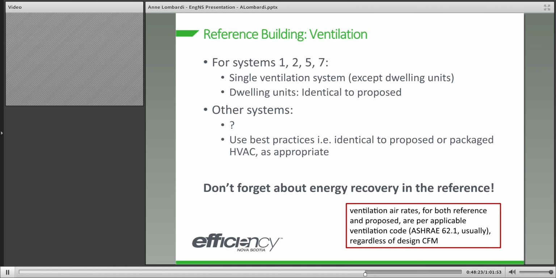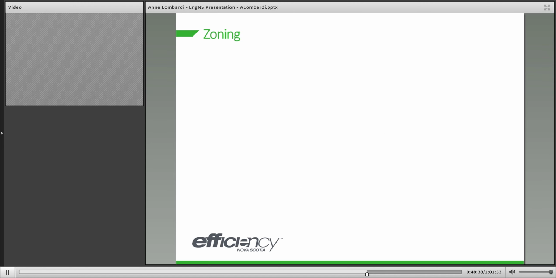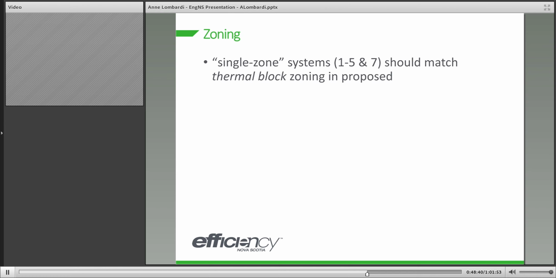Oh yeah, and a little note here, ventilation air rates for both the reference and the proposed are per the applicable ventilation code, which per the National Building Code is ASHRAE 62.1 for most buildings. So we use those rates regardless of the design CFM. Even if a building is designed to be over ventilated for whatever reason, we use the ASHRAE ventilation rates in the models for compliance purposes. Okay. Zoning. Okay.